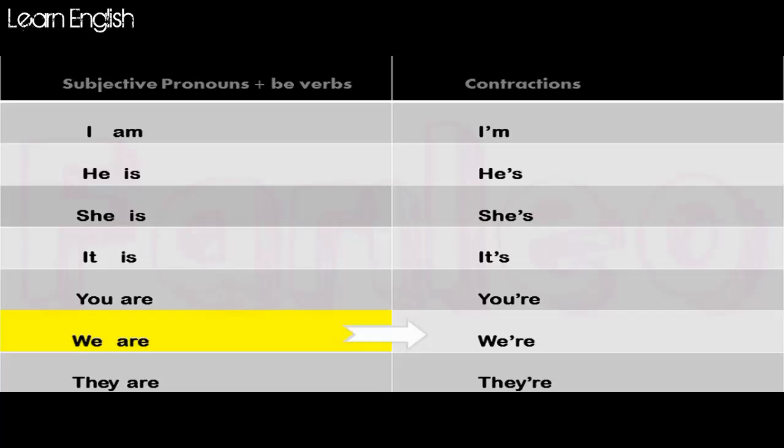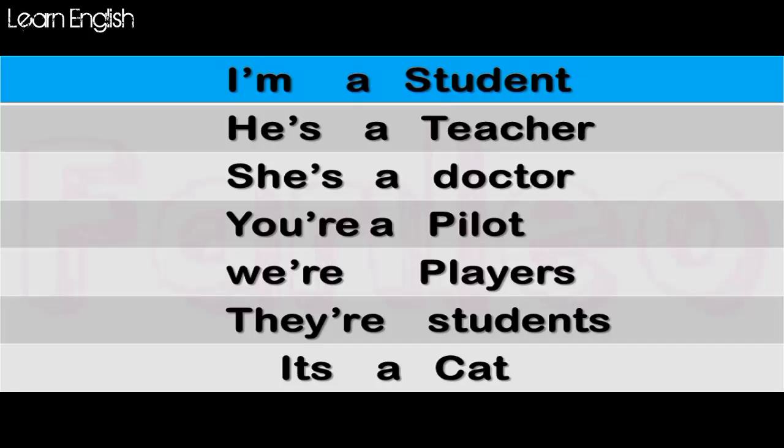The next one is they are. Now they is again the subjective pronoun while the be verb is are. So in the contractions we get they're. Alright, for some extra practice we have some sentences where we will be using the contractions. I'm a student. I'm is the contraction for I am.